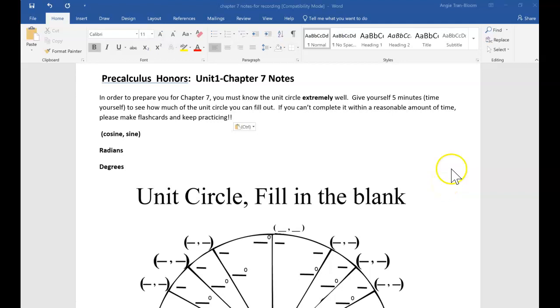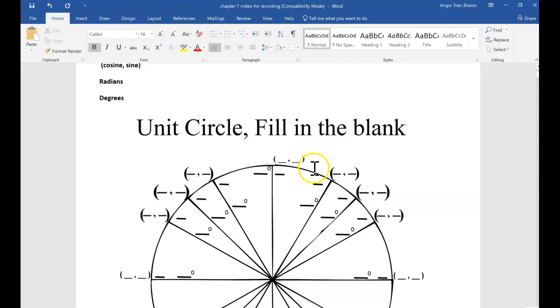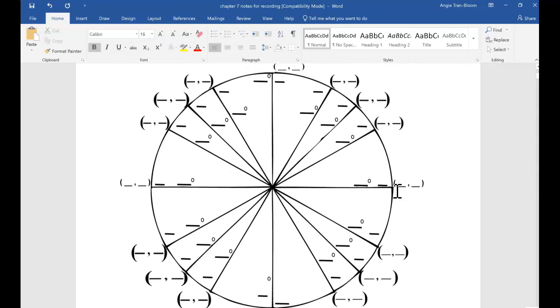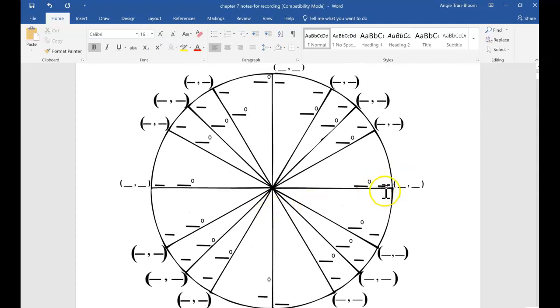Hey guys, before we dive into the Unit 1 notes, I would like for you to give yourself 5 minutes to really fill out the unit circle. Now, if you can't do it within a reasonable amount of time, then please start making flashcards and study. It's super important that you can give me the answer immediately.